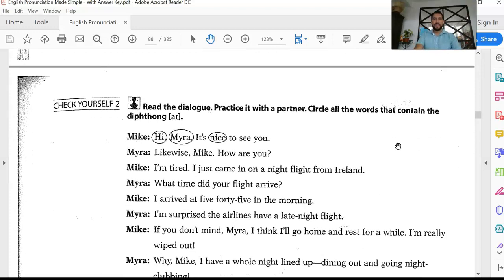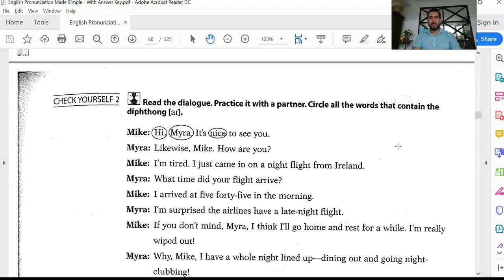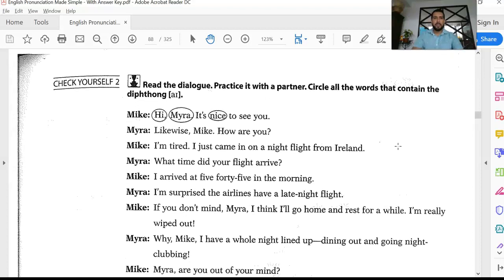The second exercise is very similar. What you need to do is read the dialogue and practice with a partner if there is a partner next to you. If not, you can always do Teams meetings so that you can role play the conversation and practice the target sound. We have things like, hi, Myra, it's nice to see you. Likewise, Mike, how are you? And so on and so forth.